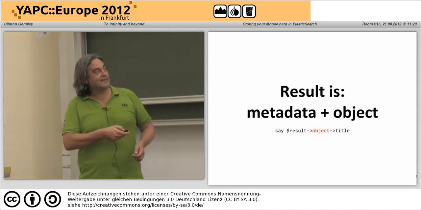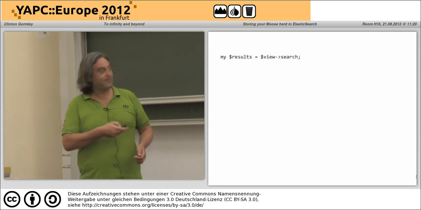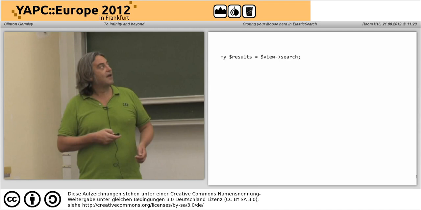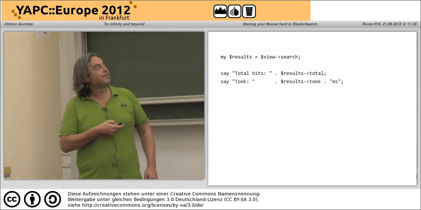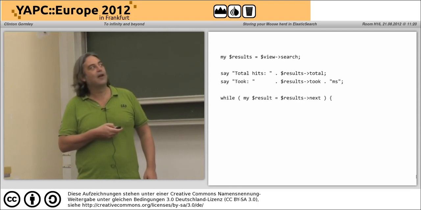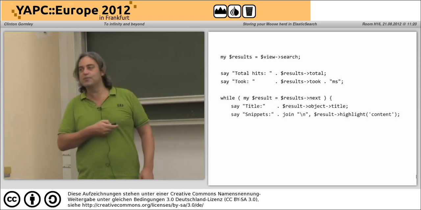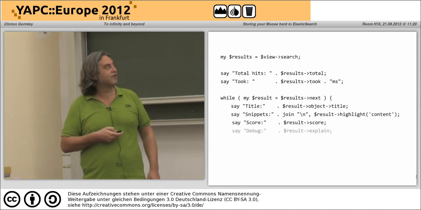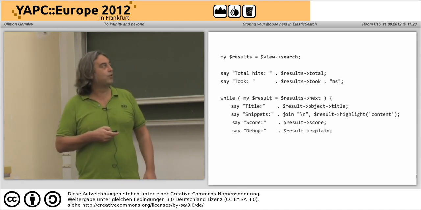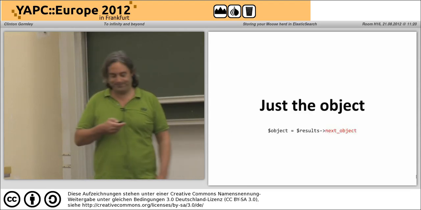So I can access the object by going result, object, and then whatever attribute I want to use. A typical kind of loop would be: we perform our search, we can get the total hits, how long it took, and then step through each result, returning the title attribute from the object, highlighted snippets from the content field, the relevance score, and the debugging information. Pretty simple.